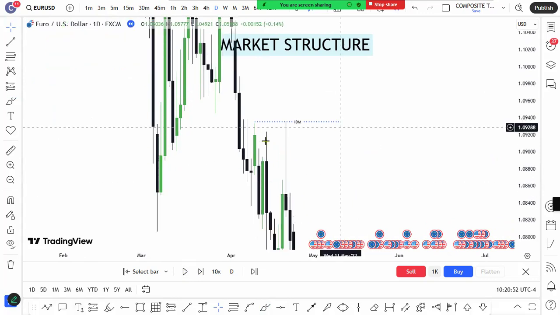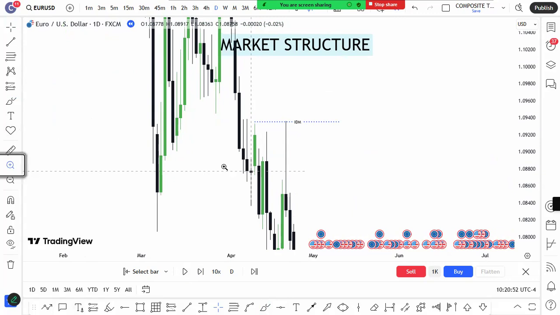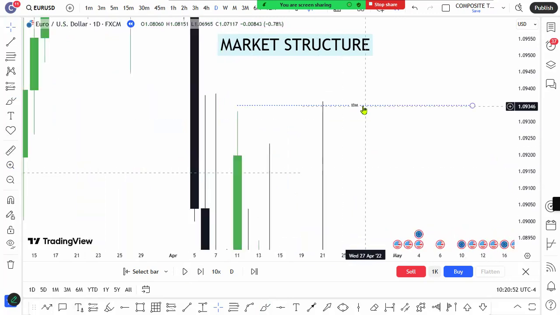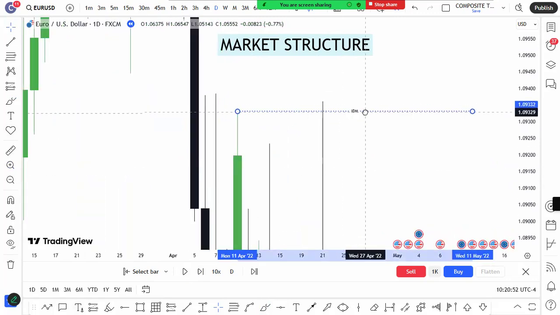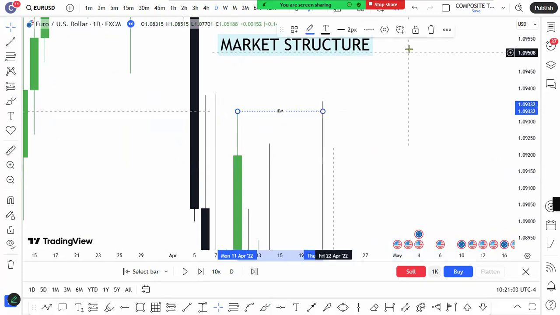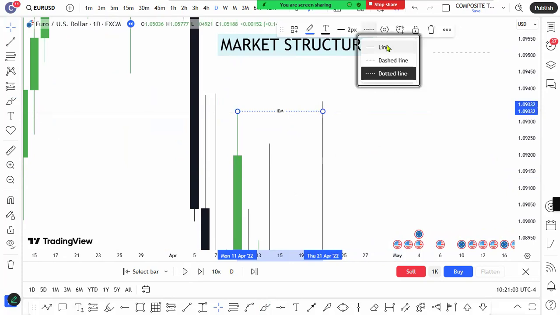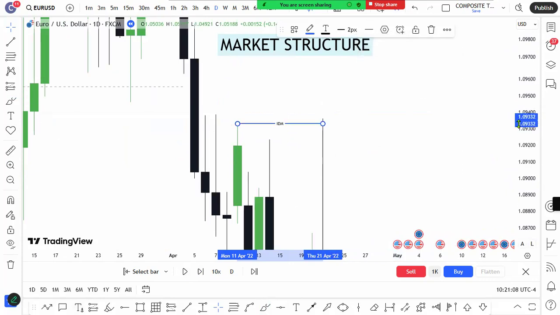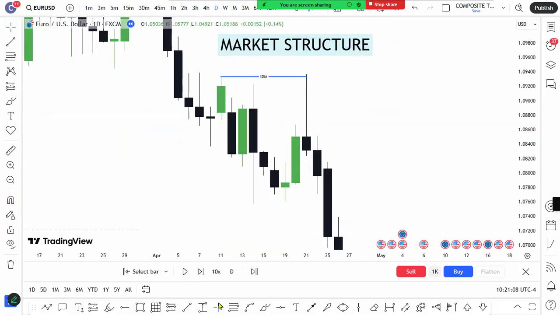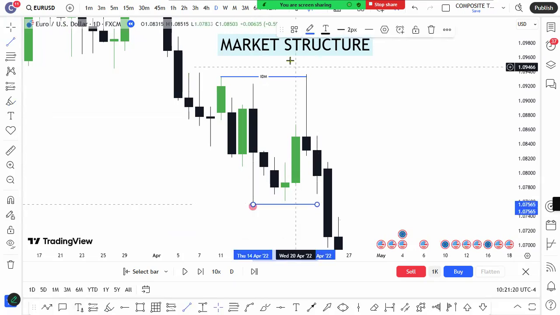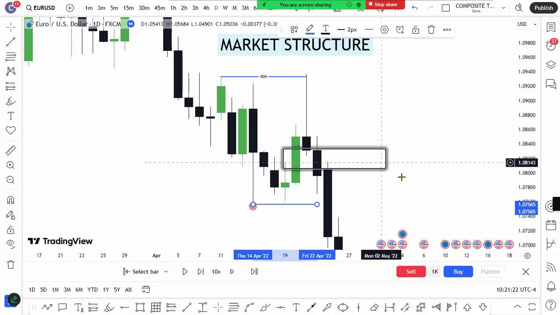We'll zoom in a little bit more. Let's see if this inducement was taken out. As you can see here, this is the inducement taken out. So if the inducement is taken out, then probably the low is confirmed. Where's the low? The main low here is this one. And when the price closes below there, we get a new break of structure.